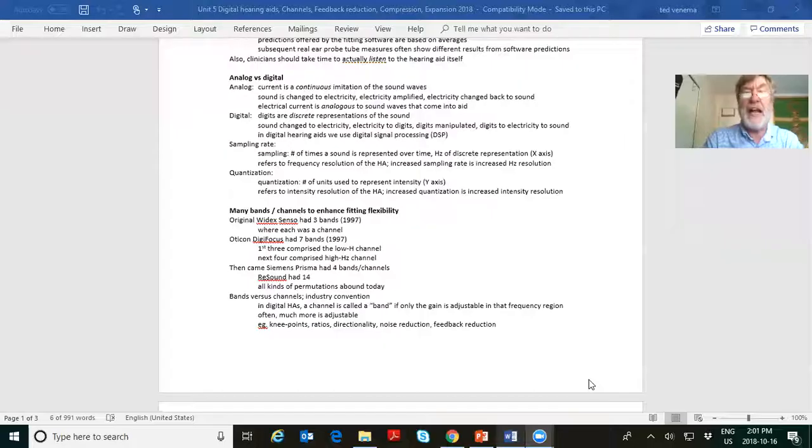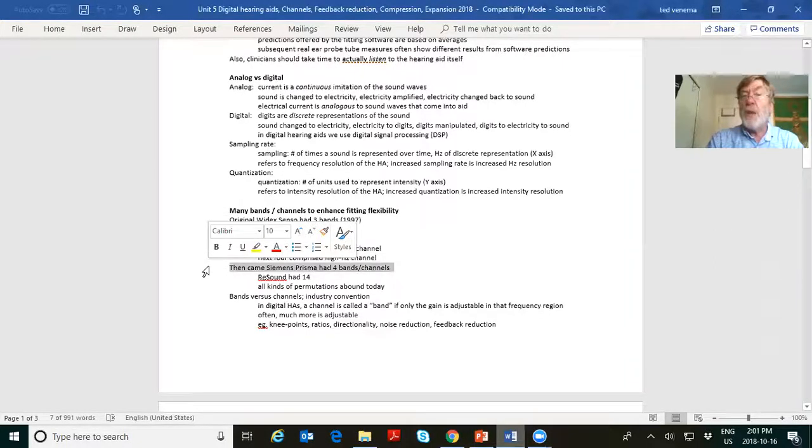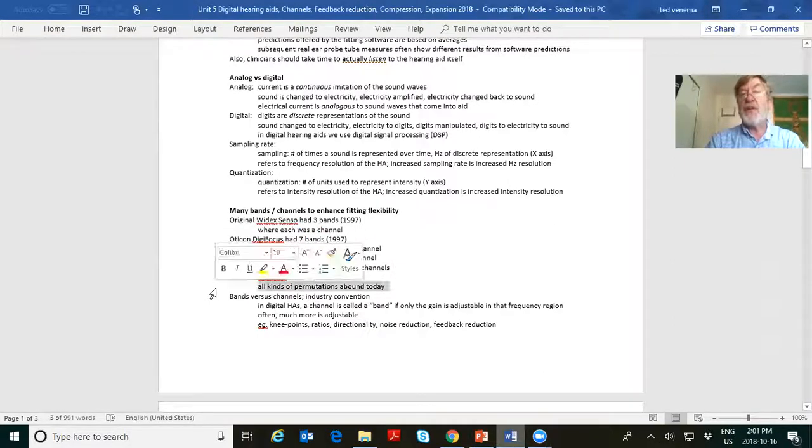Today's digital hearing aids, basically the bands are the channels. Why? Because you can adjust gain and other stuff in the bands. Therefore, it's no longer just a band. Okay, Oticon Digifocus had 7 bands. First 3 comprise the low frequency, and the next 4 comprise the high. Okay, I drew it a little backwards. Anyway, you know what I mean. Then came Siemens Prisma. It had 4 bands and channels. And then came Resound. It had 14. And then now you've got all kinds of permutations out there today.